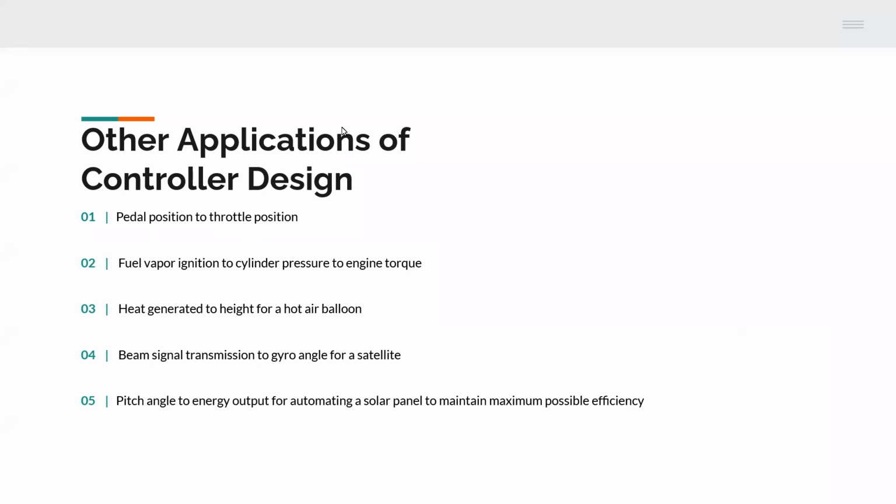Controllers don't have to just, or the plant that we're controlling doesn't just have to be voltage to disk speed or disk angle. Other things that we can try to control, as long as we have an input and an output that can be modeled either through physics modeling or experimentation, we can make a plant for any process, whether it be pedal position to throttle position, or the burning of fuel vapor ignition and its effect on cylinder pressure, and then that's effect on engine torque.